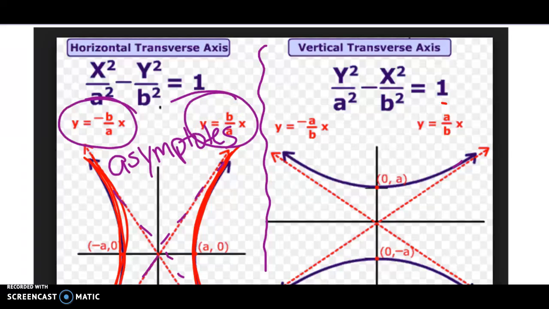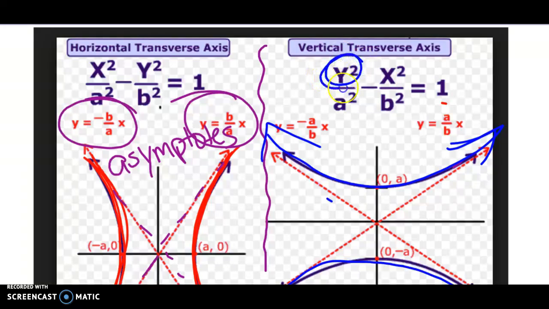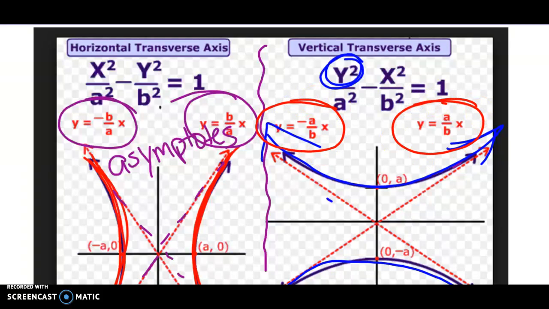So let's go look over here at a vertical transverse axis. Now again, you've got the hyperbola opening up and opening down along the y-axis. Your y squared is first, and your equations of your asymptotes are a little bit different, okay? I don't really like using that formula for the asymptotes because it's confusing to figure that out. There are other ways to do that, and that would be with a graphing approach.